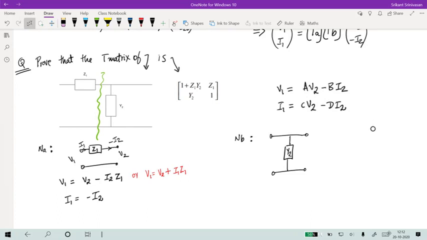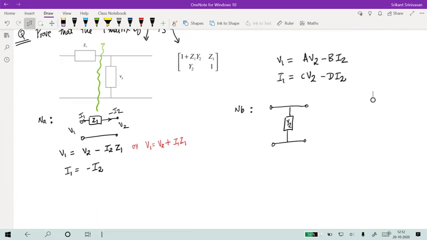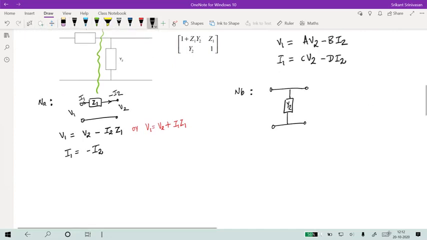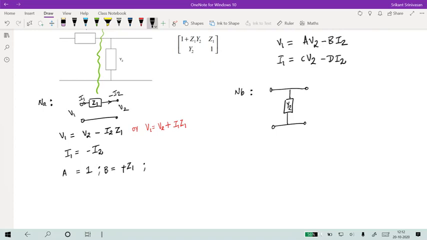Anyway, so now I have the equation as V1 is equal to A V2 minus B I2. That means I can say that in the case of network A is equal to 1, B is equal to minus Z1, then, oh sorry, not minus Z1, B is plus Z1, because remember that B is the prefactor of minus I2. So the minus sign is absorbed in I2. So B is just plus Z1. Then what about C? I1 is C V2 and C is 0 because there is no representation of C over here.